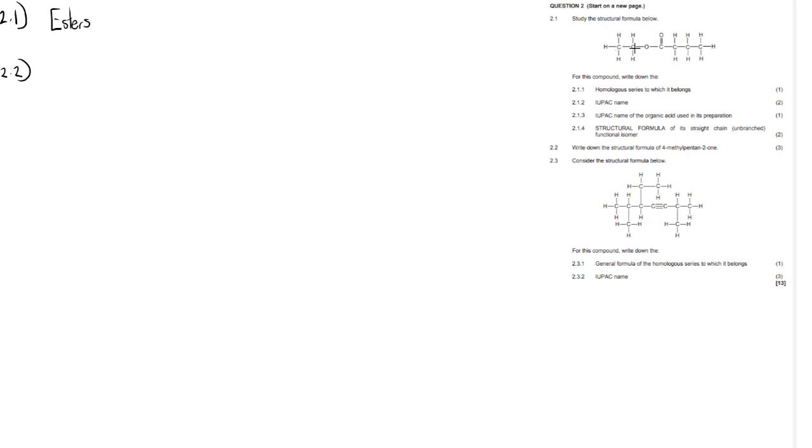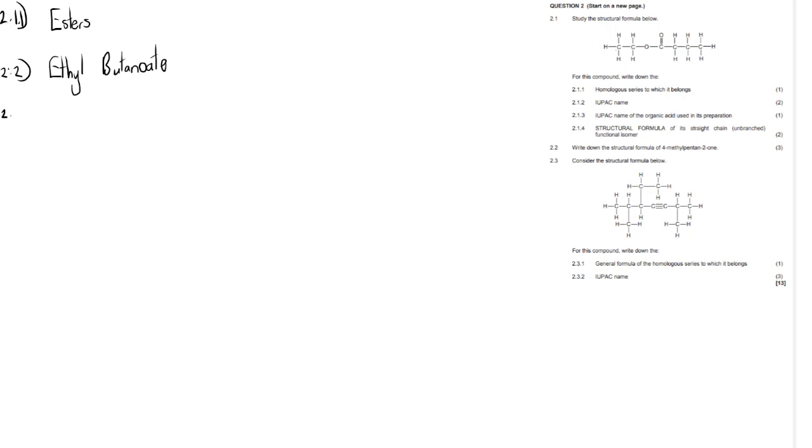For the IUPAC name, a reminder that we always start with what was the alcohol side and then go to the carboxylic acid side. The naming becomes, in this case, ethyl, and in 2 words, 1, 2, 3, 4 carbons in the other chain, butanoic, not butanoic acid, which is for carboxylic acids, but butanoate. Okay, ethyl butanoate.